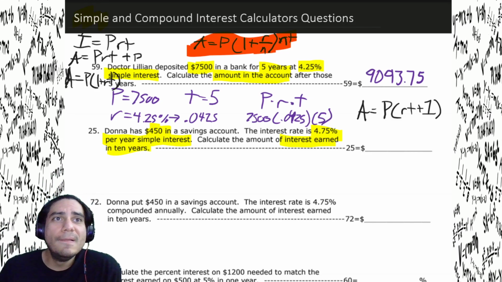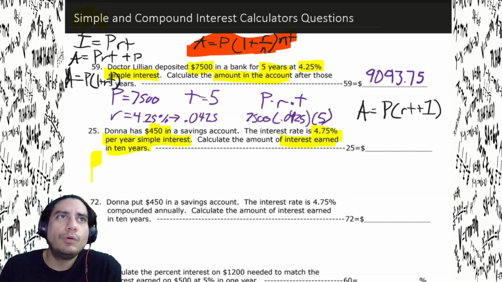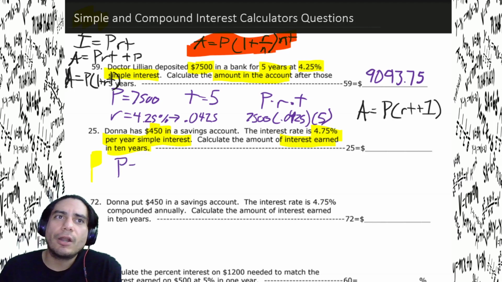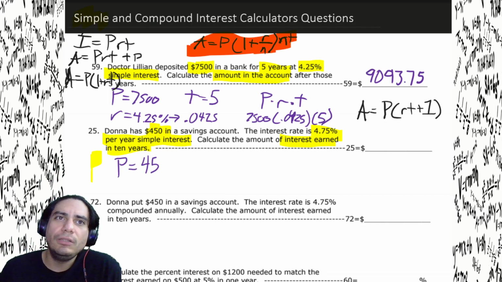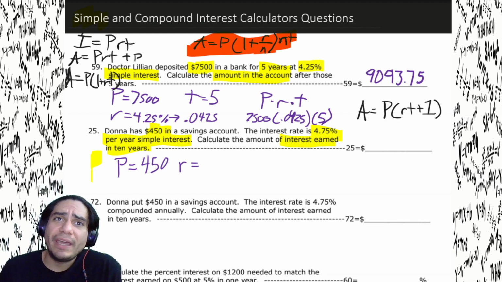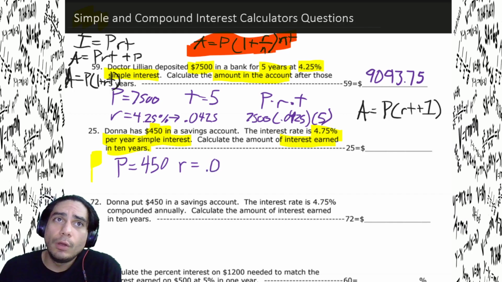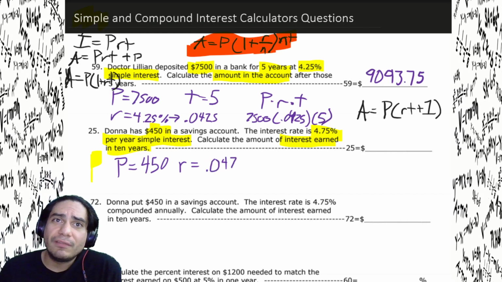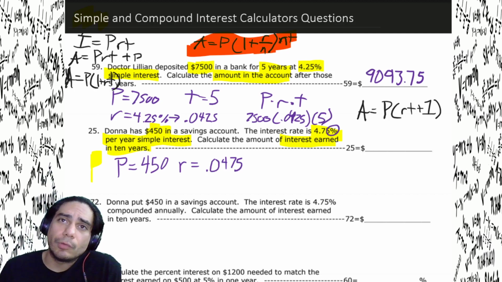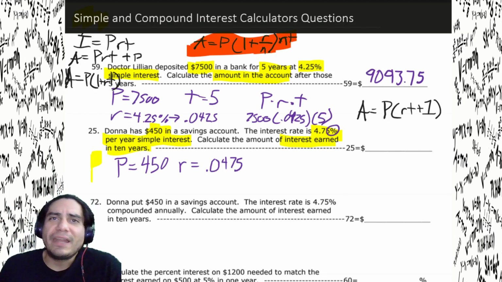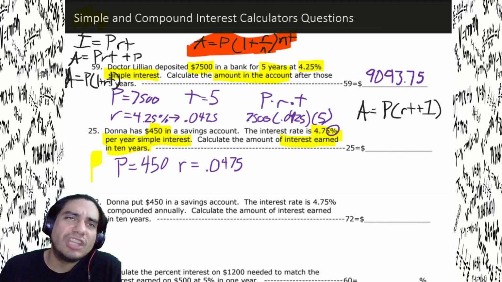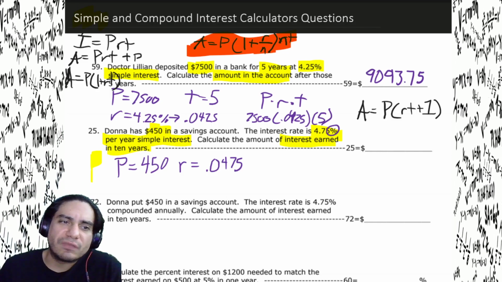I'm highlighting again. So my P in this problem, well, we can't use that. We got to use something else here. Let's go ahead and use my purple pen. We got our principal here is 450. The rate for this is going to be 0.0475. Notice we got to change that percent into a decimal, okay? I mean, you could also divide it by 100, 4.75 divided by 100. That's how we change it. Or we can move the decimal 2 times to the left. Whatever works best for you.